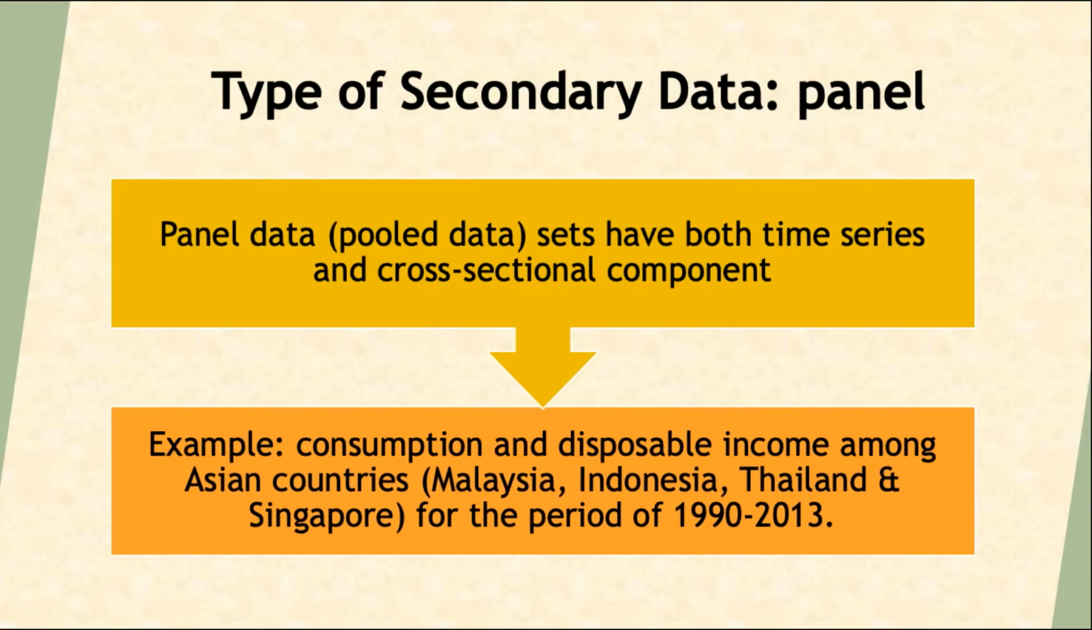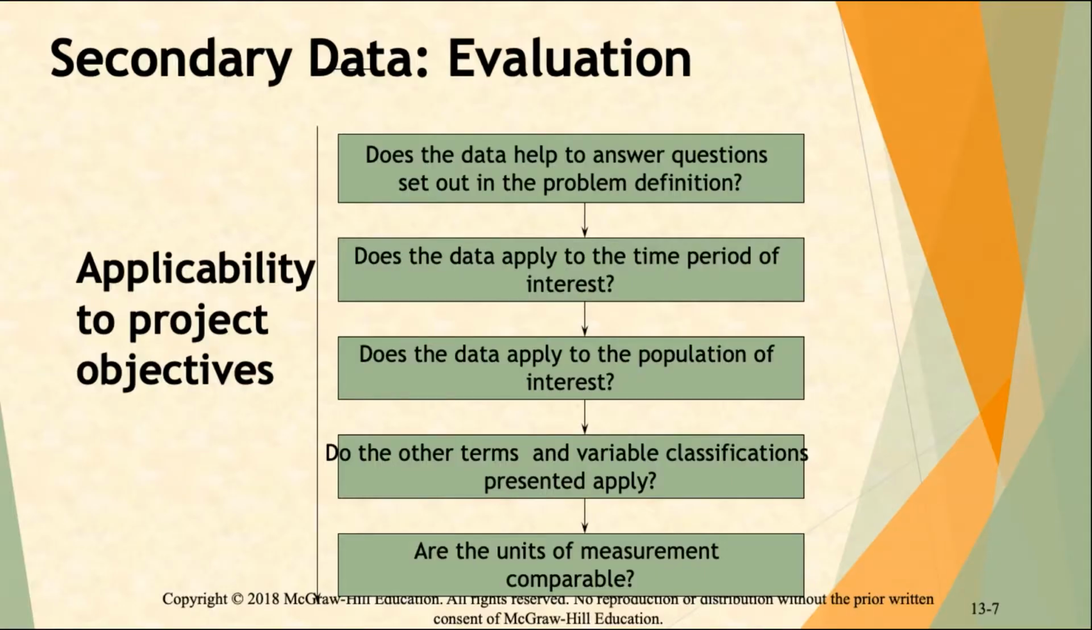And the panel data, or you can call it pooled data, is a set that has both time series and cross-sectional components. An example: consumption and disposable income among Asian countries, Malaysia, Singapore, Thailand, and Indonesia for the period of 1990 to 2013. So while collecting the secondary data, meaning the data which is not collected by you but from a second source, you should consider the following.